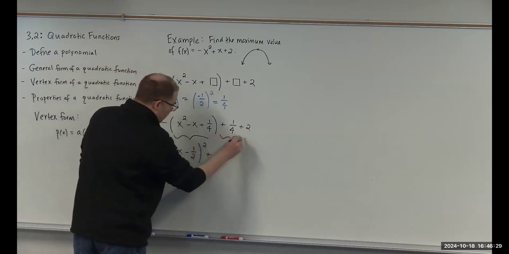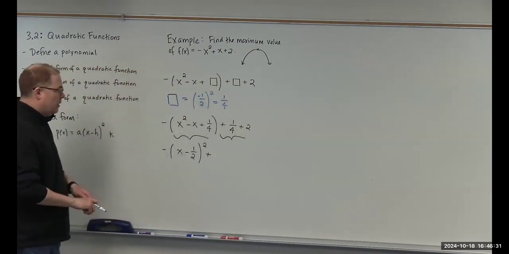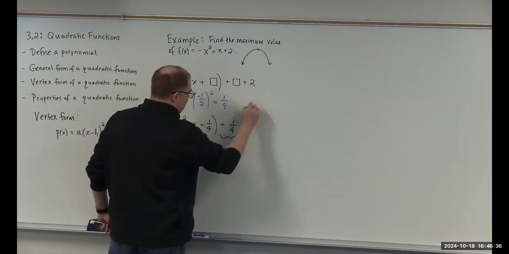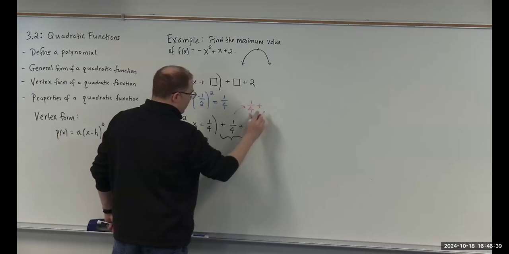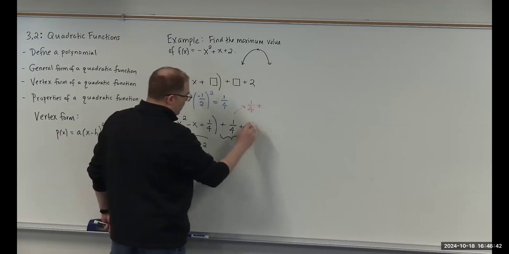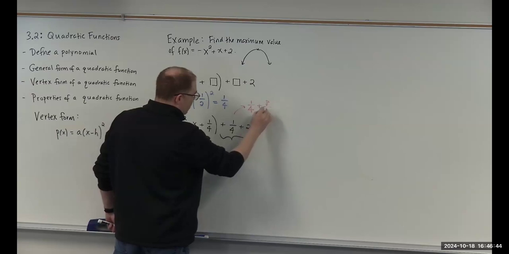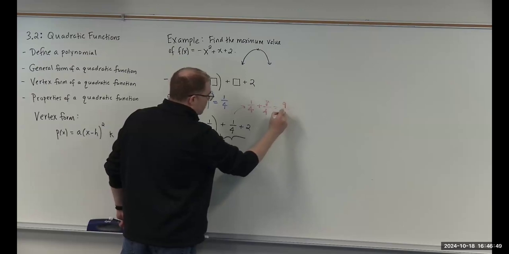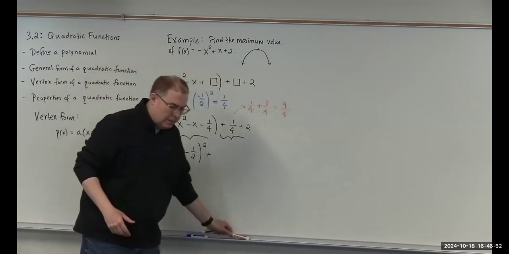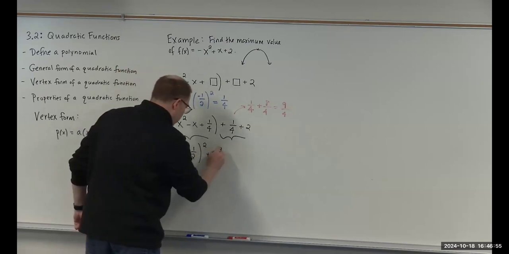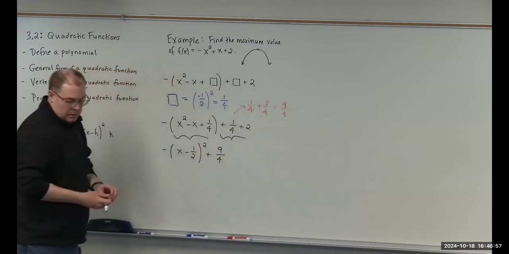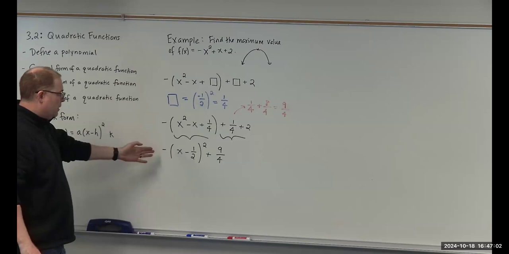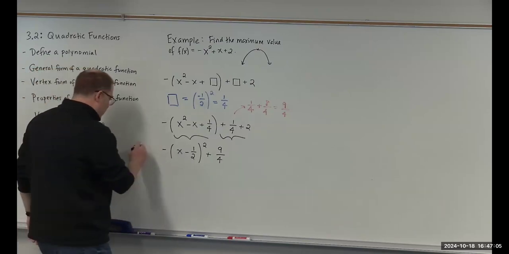And then this one, 1/4 plus 2. If you want, work that out in detail. This is just 1/4 plus, we need a 4 in the bottom here, so that means we're going to get 8/4. So 1/4 plus 2 is going to give us 9/4. So there it is, our function written in vertex form.